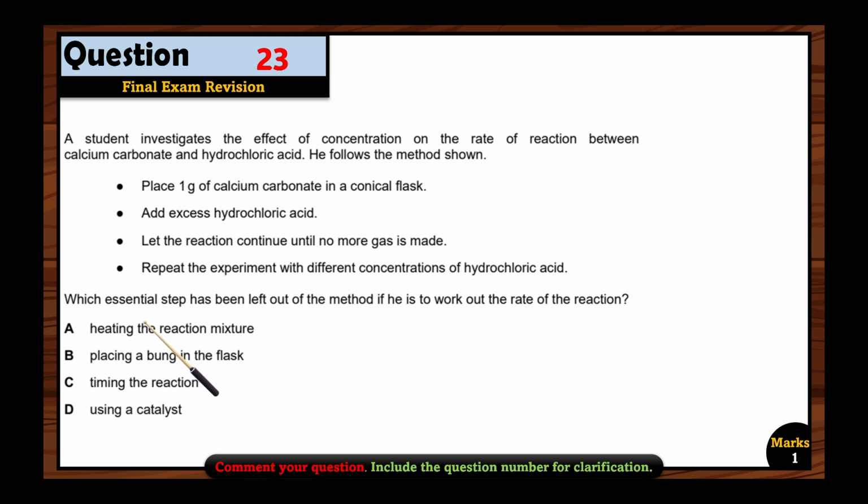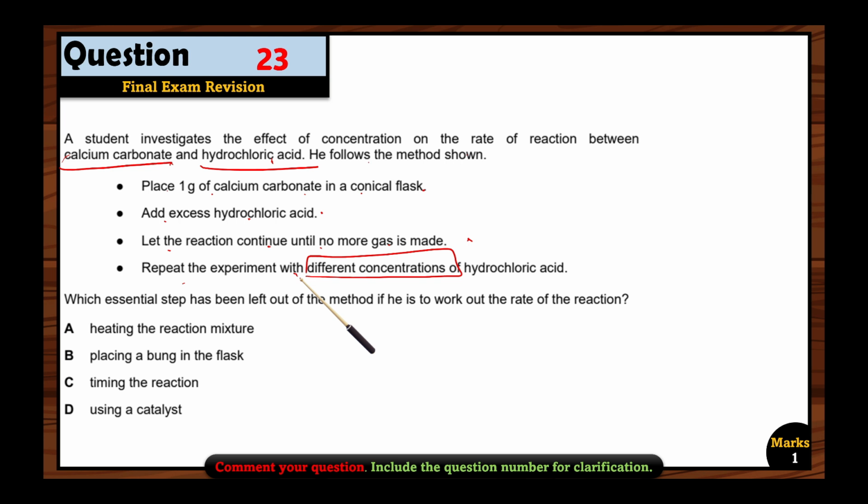Question 23. A student investigates the effect of concentration on the rate of reaction between calcium carbonate and hydrochloric acid. So calcium carbonate and HCl is used. He follows the method shown. Place 1 gram of calcium carbonate in a conical flask. Add excess of HCl. Let the reaction continue until no more gas is made. Repeat the experiment with different concentration of the acid.